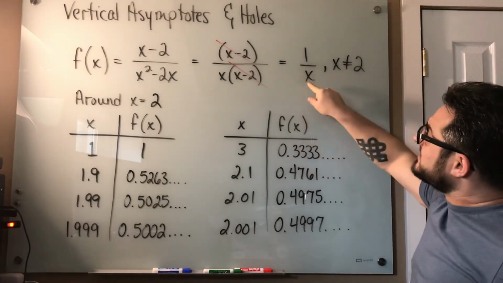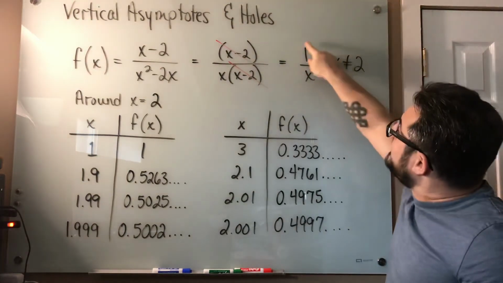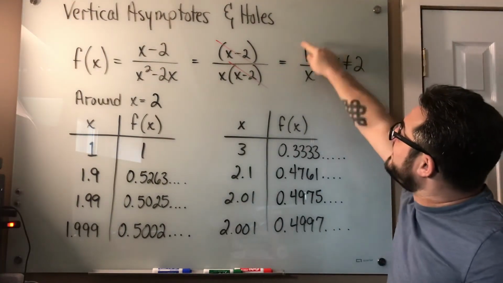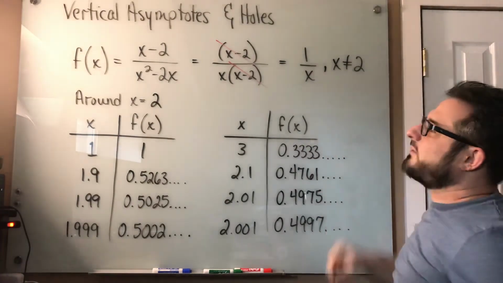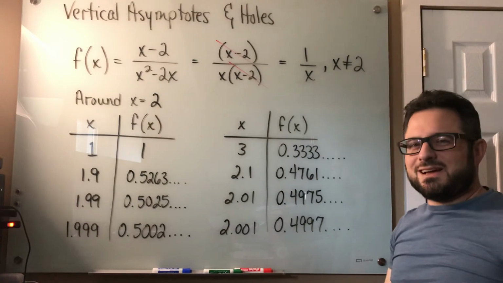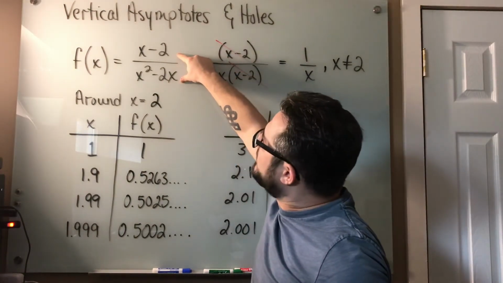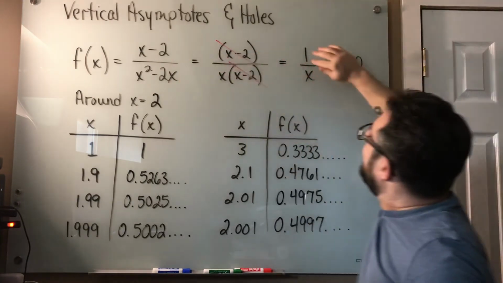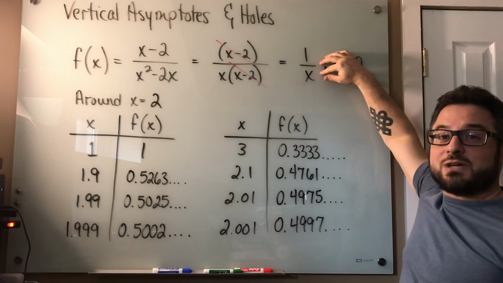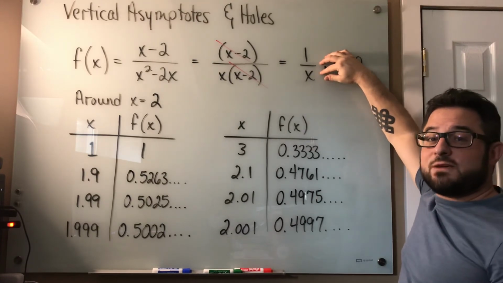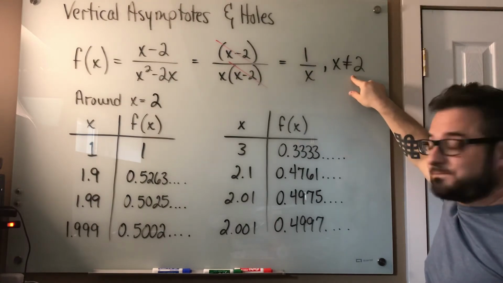And to be honest, there's nothing wrong with x equals 2 here. As we said, there's absolutely nothing wrong with x equals 2 in this. So this graph would have a point there. And that's kind of what I'm getting at. The graph of this function, x minus 2 over x squared minus 2x, and the graph of 1 over x are virtually identical graphs. The only difference is that we have to pluck that point right out of it.